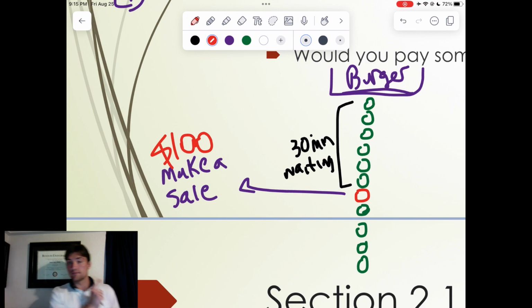How much are you making? 100. How much does it cost you? 50. What is your benefit because of that? 50. So you got the benefit of $50 for paying somebody to wait in line for you. So it's better than zero. So that's good. So yes, we would pay someone $50 to wait in line for us. Now the question becomes, would you pay them $99?